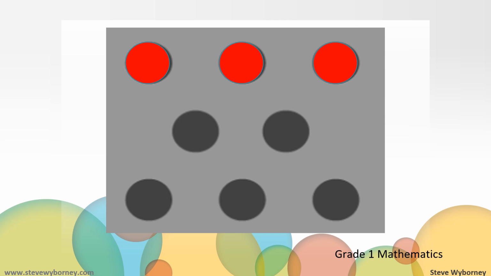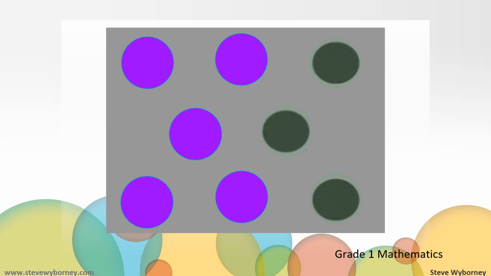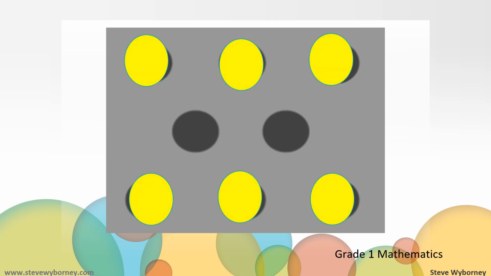Maybe you saw 3 on the top row, 2 in the middle, and 3 on the bottom row. Maybe you saw 5 and 3 more. Maybe you saw 6 and 2 in the middle. There's so many different ways that we could have seen 8.